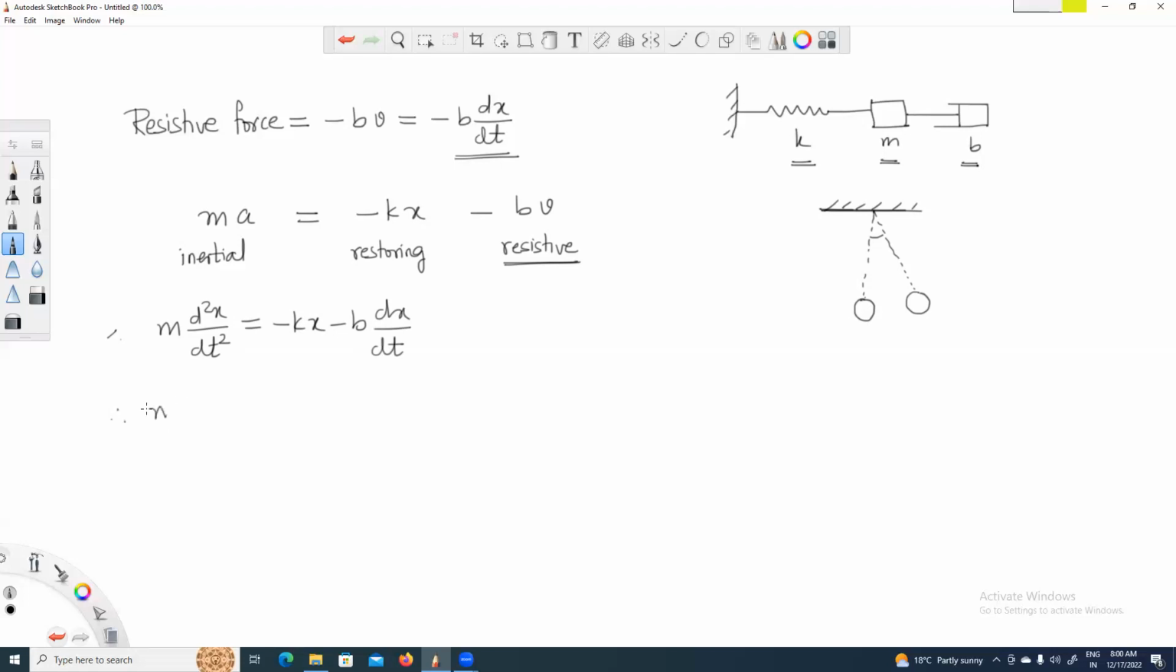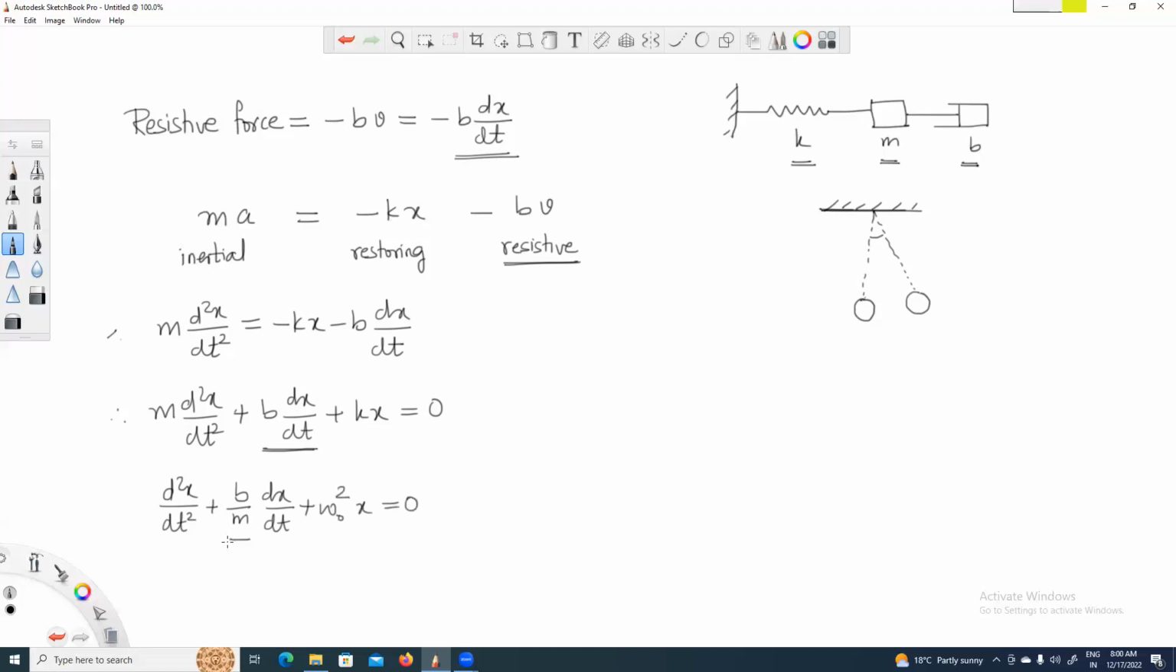Let's rearrange these terms: d2x upon dt square plus b times dx by dt plus kx equals 0. In the spring mass system, we just had the inertial term and the restoring force. Now we have an additional term due to the damper, which is b dx by dt. If I divide this equation by mass m, I get d2x upon dt square plus b over m times dx by dt plus k upon m, which we already know is omega naught square, times x equals 0.